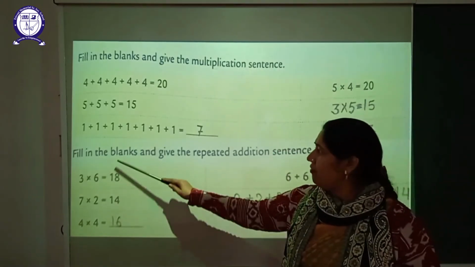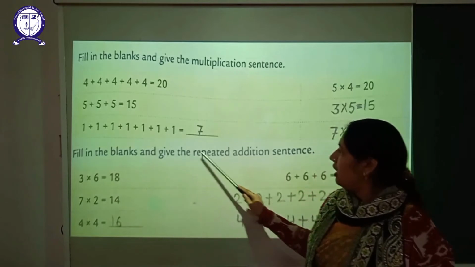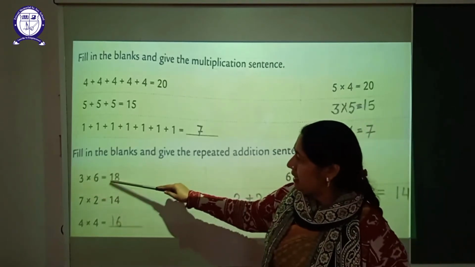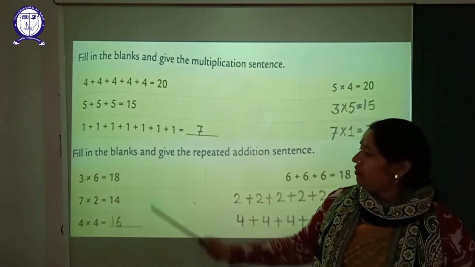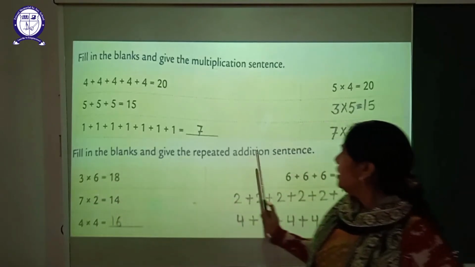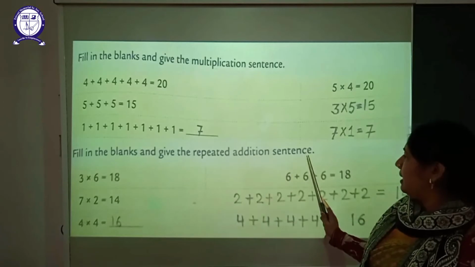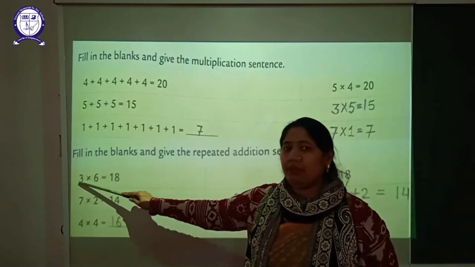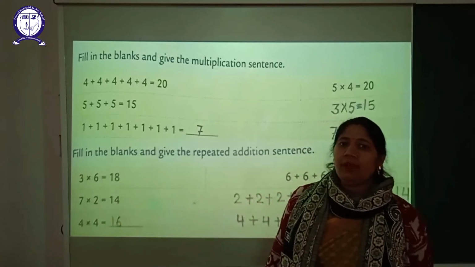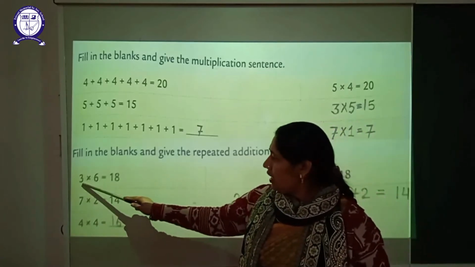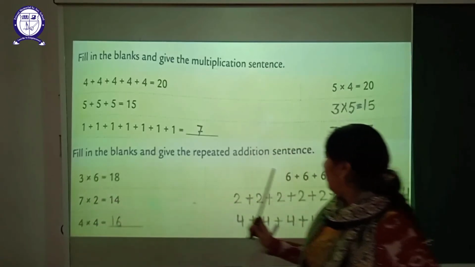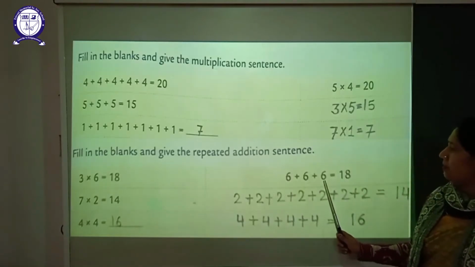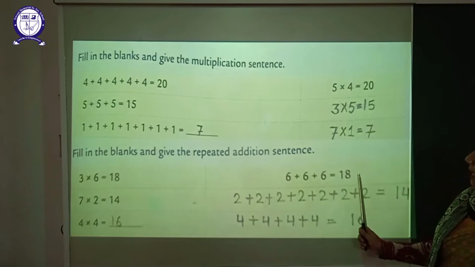Come to the next example, fill in the blanks and give the repeated addition sentence. So this is the multiplication sentence and we have to change it into the repeated addition sentence. So firstly we have to read out like 3 times 6. Look here, beta. Read out again. 3 times 6. So we have to write here 1 times 6, 2 times 6, 3 times 6. And 3 6s are 18.